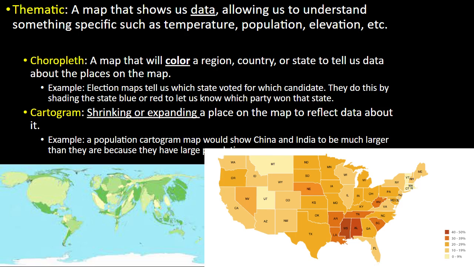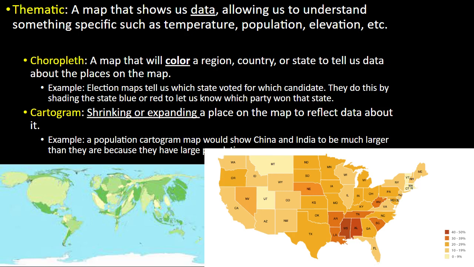Yeah. But specifically, there are tons of thematic maps, but for this course, we're going to look at two of them, choropleth and cartogram. The choropleth map is a map that will color a region, a country, a state, to tell us data about the place. So again, the election maps. Who voted for Biden? Who voted for Trump? Who was the third party candidate? Gary Johnson. He didn't get any states because nobody cares about the libertarians.